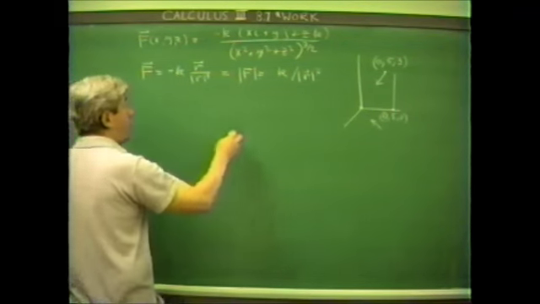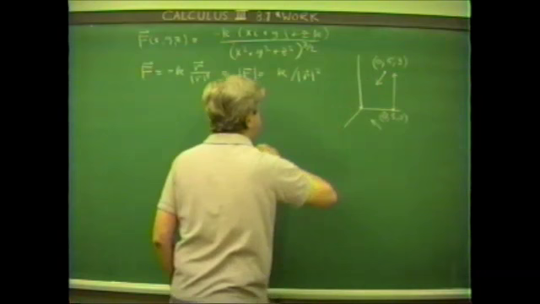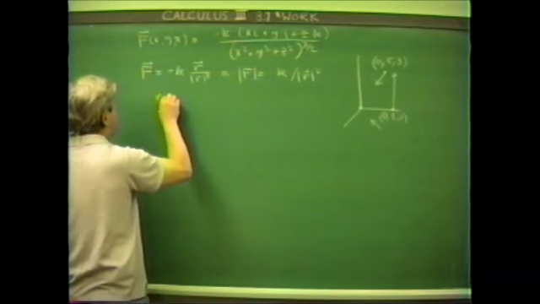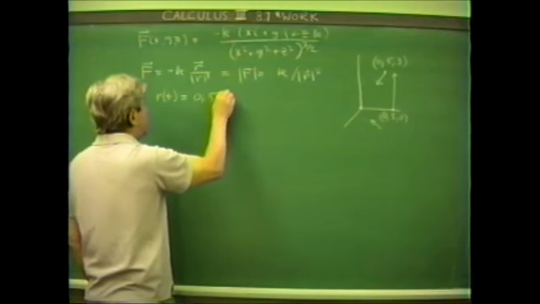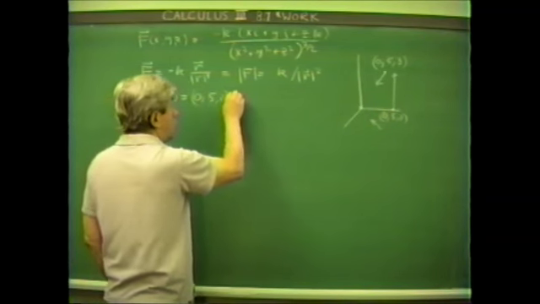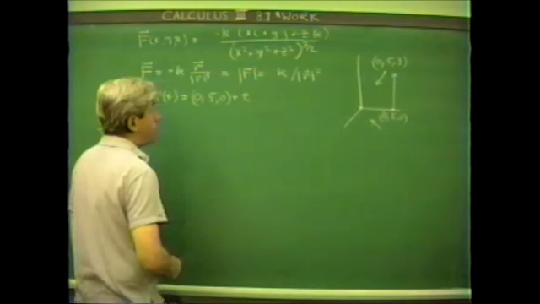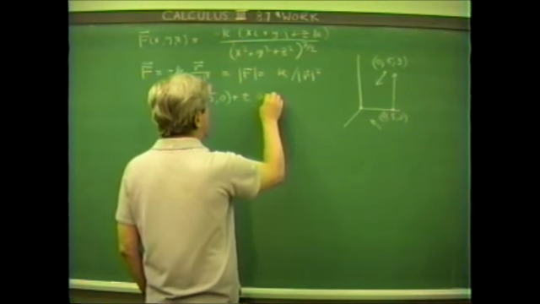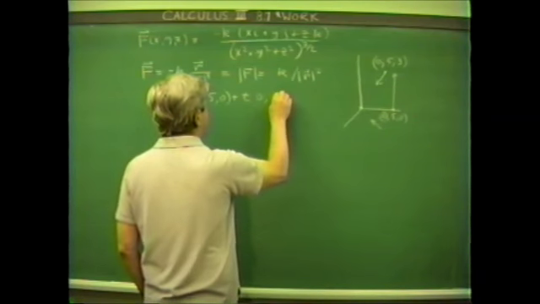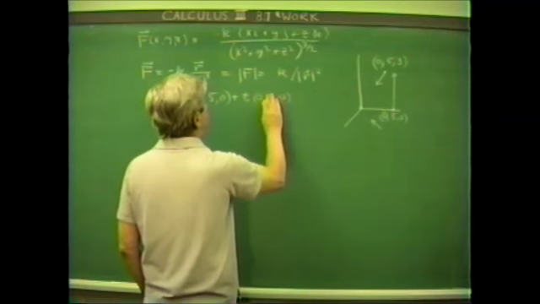Right? We could then parameterize this curve with r of t equals 0, 5, 0 plus t times 0, 1, 0. That's to say, 0, 0, 1.